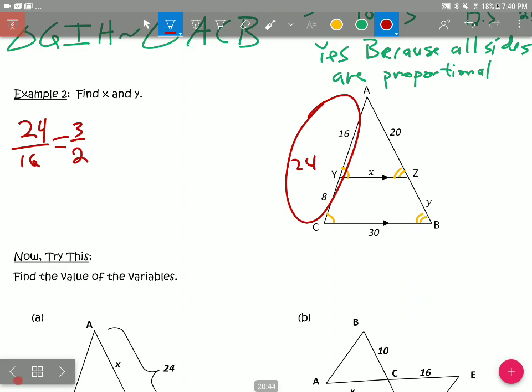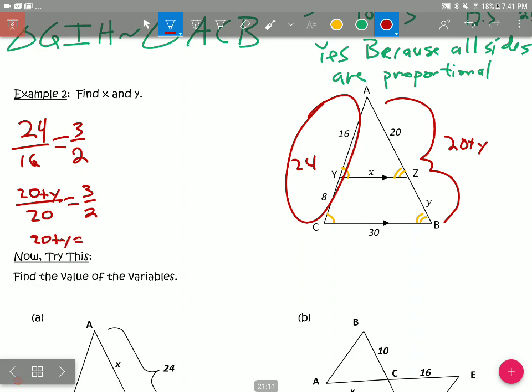So let's do this one. The entire side is 20 plus y, and then the small side is 20. So 20 plus y divided by 20 equals 3 halves. Cross multiply: 20 plus y equals 60. 60 divided by 2 is 30. 30 minus 20 is 10. Therefore, y equals 10. So there's that piece.